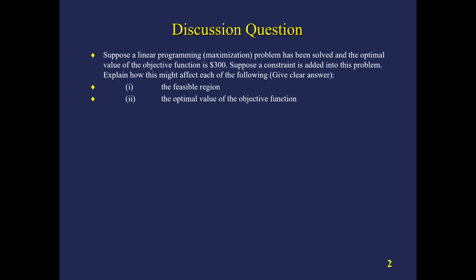Regarding the optimal value of the objective function, again the argument goes that if the added constraint is redundant, it will have no effect. However, if the added constraint is not redundant, then there is a chance that the objective function may stay the same or will decrease. Let's see this with the graph.